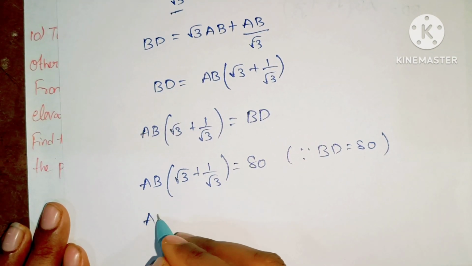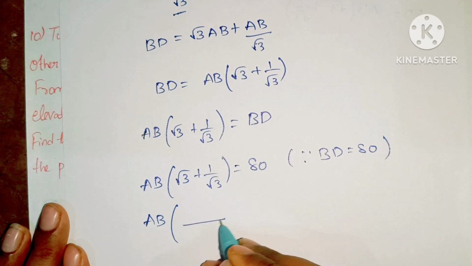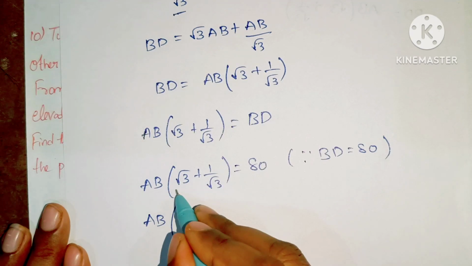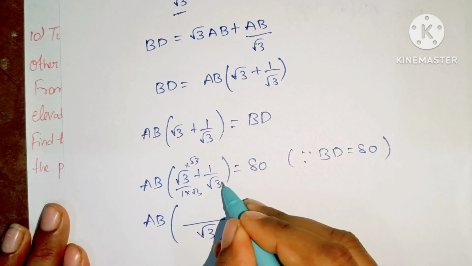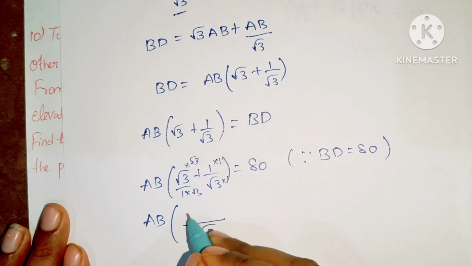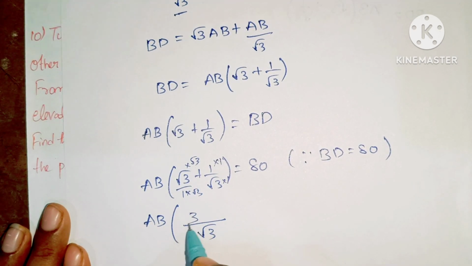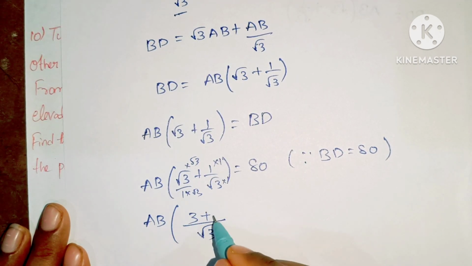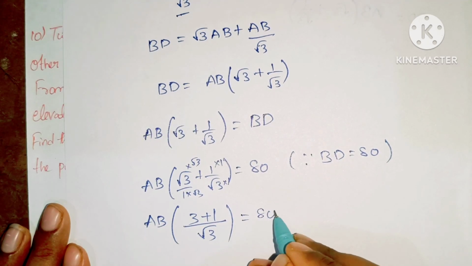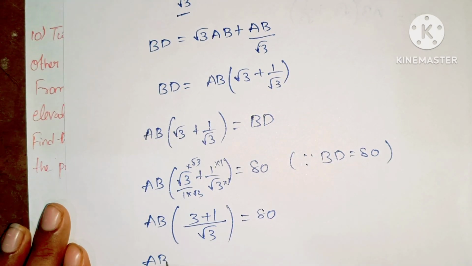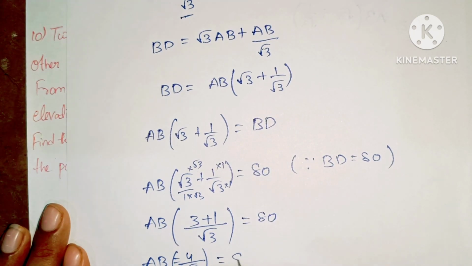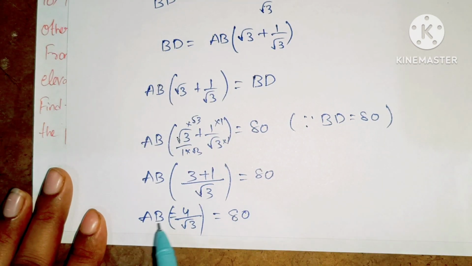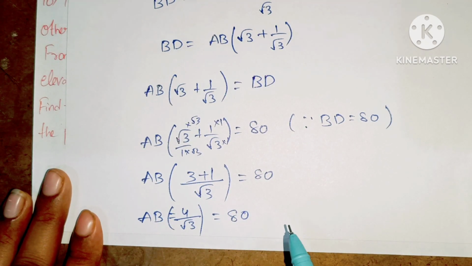Now AB into LCM, what here? Root 3. So here nothing is there. 1 into root 3 into root 3 into 1 into 1. That means root 3 into root 3, how much? 3. Plus 1 into 1, 1, equal to 80. Okay. So AB equal to 3 plus 1, how much? 4 by root 3 equal to 80. Okay. So AB into 4 by root 3 equal to 80.